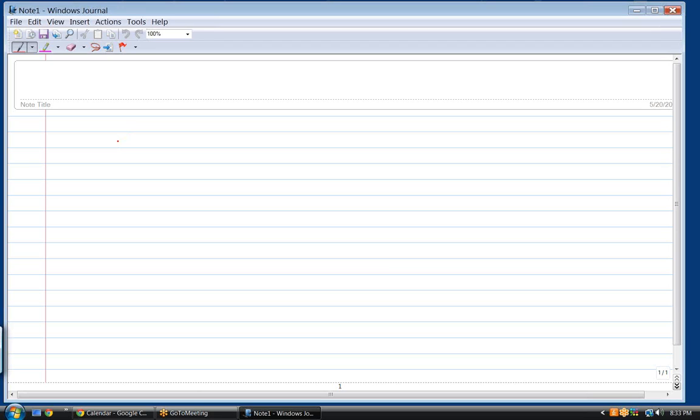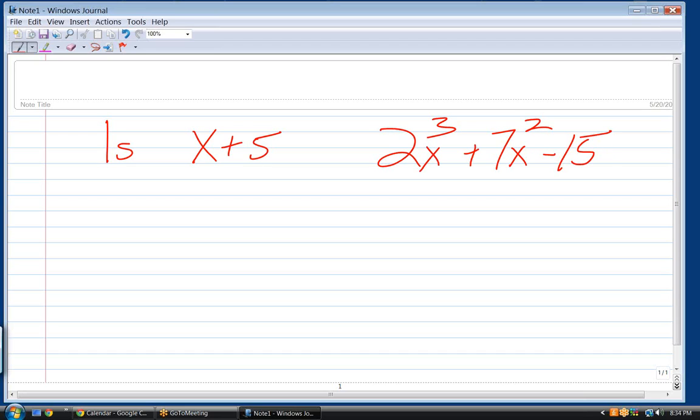So this one is somewhat of a word problem. Is x plus 5 a factor of 2x cubed plus 7x squared minus 15x? And then it says show why or why not.